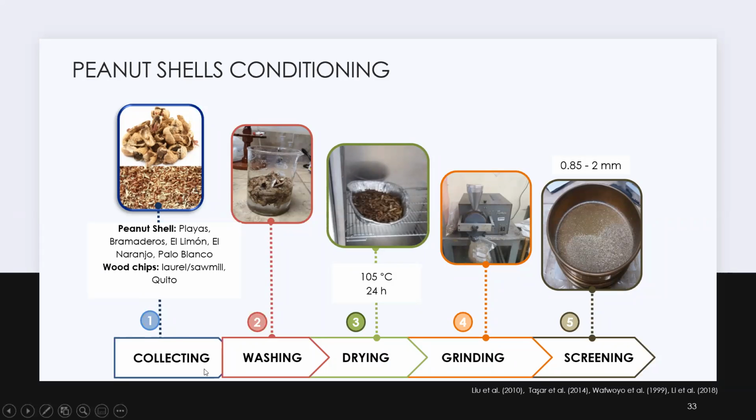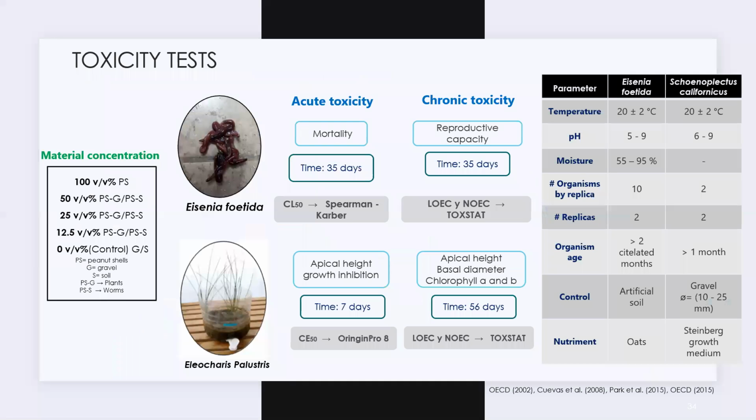We collected the peanut shells, we washed, dried, and ground the peanut shells, and then we sieved them to get relatively small particles, less than 2 millimeters, to be able to put them in the biofilter. And then first we tried to define the amount of peanut shells that we can use to be able to grow these worms, which are Eisenia fetida, which are very common worms. They are the same ones that you use for composting, for instance. And one type of plant, Heliocaris palustris, which is relatively common here in Ecuador, next to some water sources.